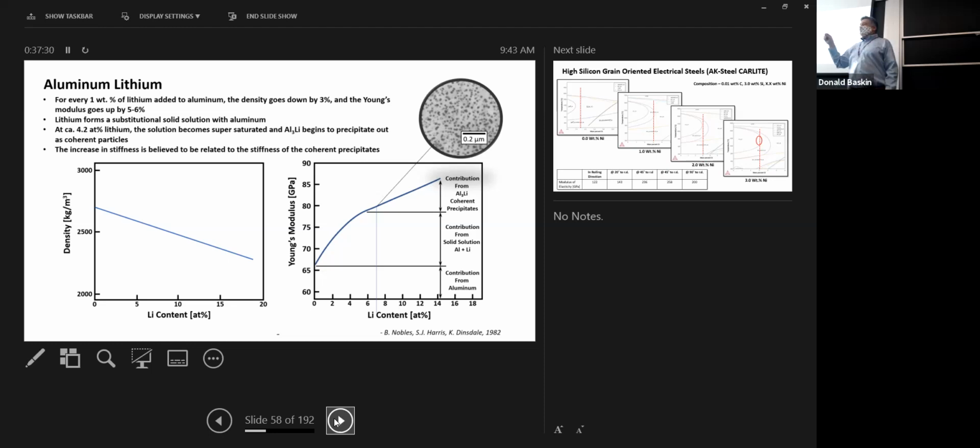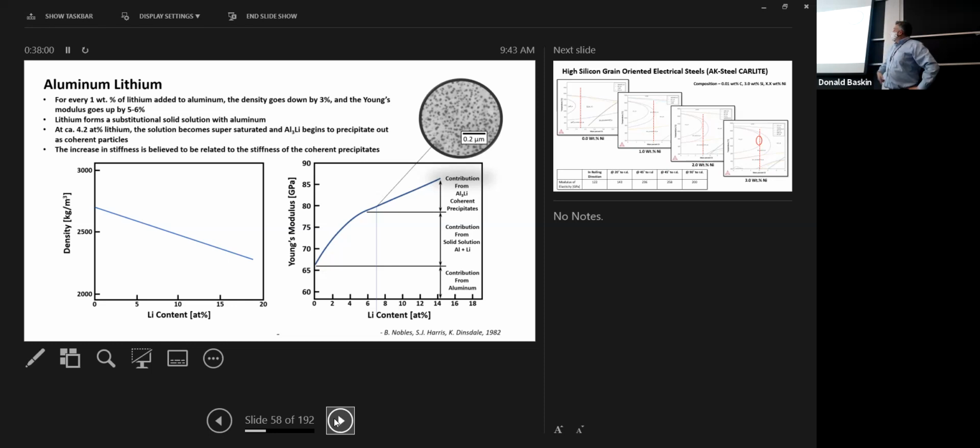Okay, so this is an example. You've got a lithium atom, you've got an aluminum atom. You start putting them together, that potential well changes shape, and it makes the material just a little bit stiffer. As you put lithium in, you also decrease the density of the material. So in that quotient of Young's modulus over density, the bottom one goes down, the top one goes up, and you have like a 5 to 10% increase in that ratio.